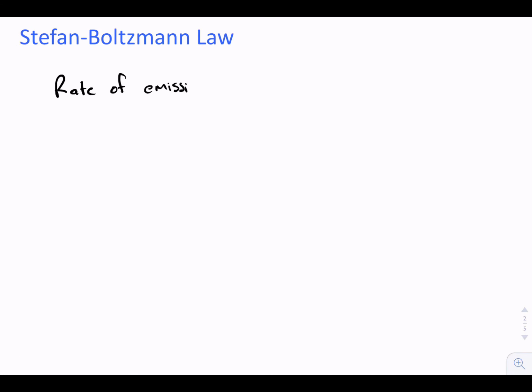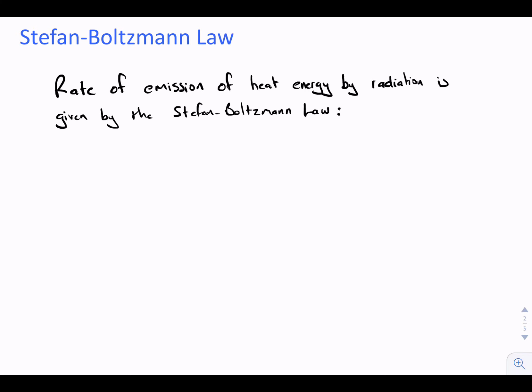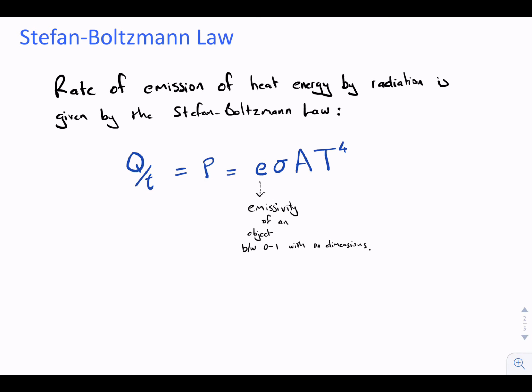The rate of emission of heat energy via radiation is given by the Stefan-Boltzmann law. This is that the rate of heat transfer, Q over t, or the power, joules per second, equals epsilon sigma A T to the power of 4, where epsilon stands for the emissivity of the material. This is a dimensionless constant. Sigma, which is the Stefan-Boltzmann constant, has the value of 5.67 times 10 to the negative 8 joules per second per meter squared per Kelvin to the negative 4. A is the area in meters squared, and T is the temperature to the 4th power.